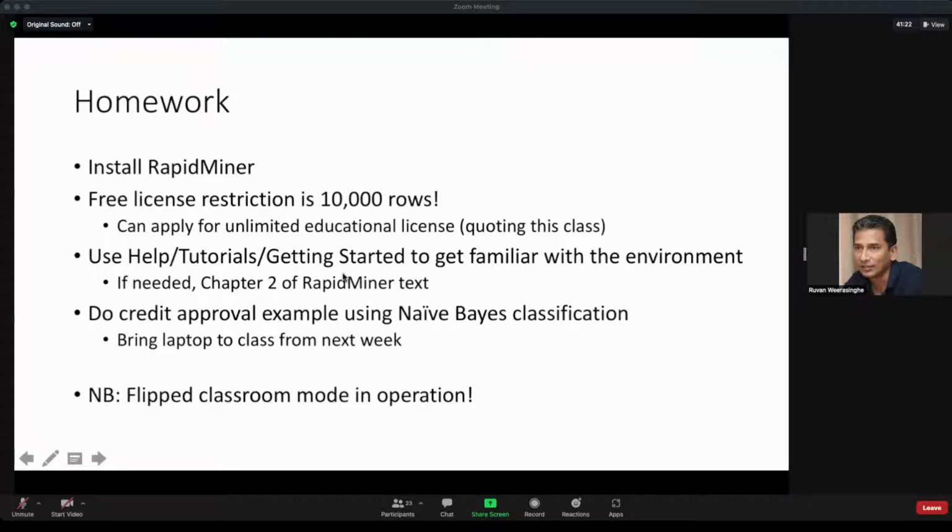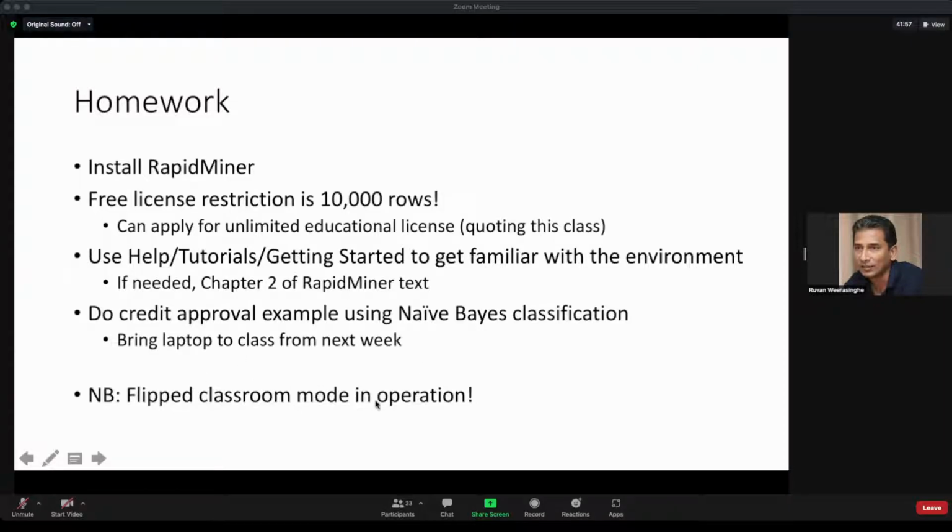And there are lots of help tutorials. There's a nice tutorial that is built into RapidMiner as you install and run it. So that may itself be enough for you to learn to do this credit approval example using naive Bayes. And from the next time onwards, I want you to have your laptop open with whatever software running, in this case, RapidMiner running.